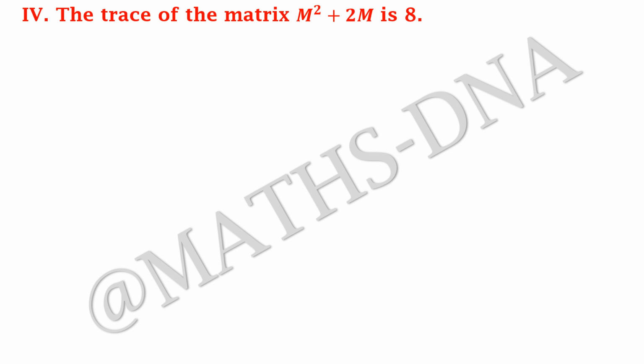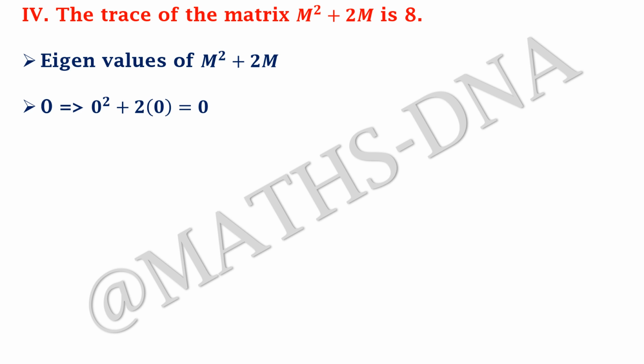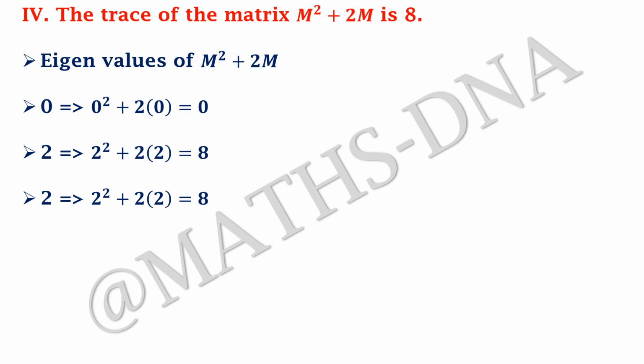Now this was a very simple statement if you just knew a property of matrices and their eigenvalues. Eigenvalues of M square plus 2M will be, if 0 is an eigenvalue of M, then 0 square plus 2 into 0 will be an eigenvalue of M square plus 2M. Similarly, for 2, that is 2 square plus 2 into 2, which equals 8. And for the other one as well, 2 square plus 2 into 2, and that is again 8. Many students make a mistake over here as well.